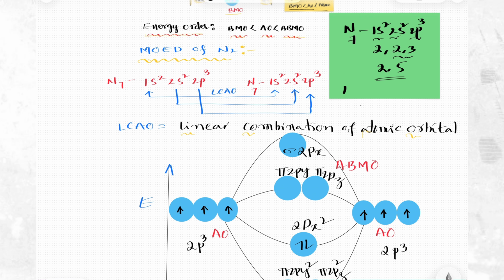Like this, we are taking N2. N2 means N plus N, so two atoms we are taking. That's why I am showing you here, one is N, another is N. So this is the electronic configuration of one nitrogen, 1s2, 2s2, 2p3, and the same 1s2, 2s2, 2p3. Clear? Now these are involved in the LCAO.